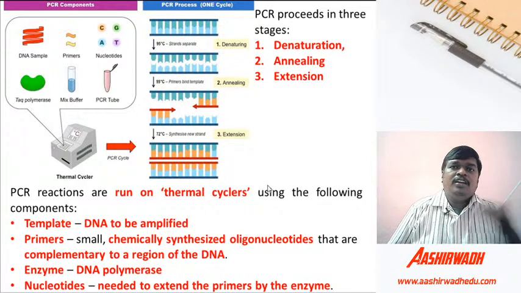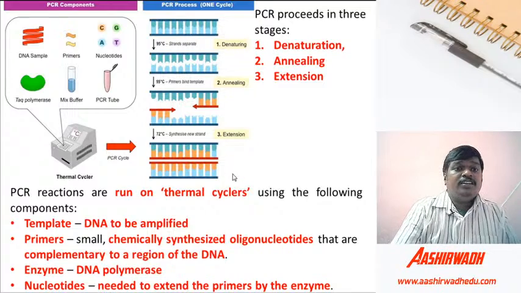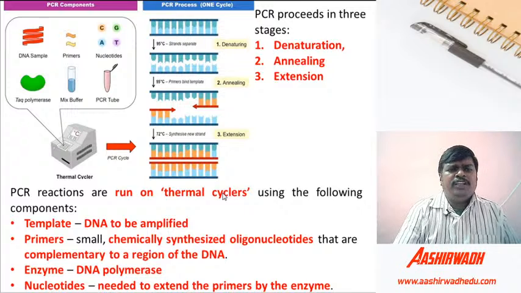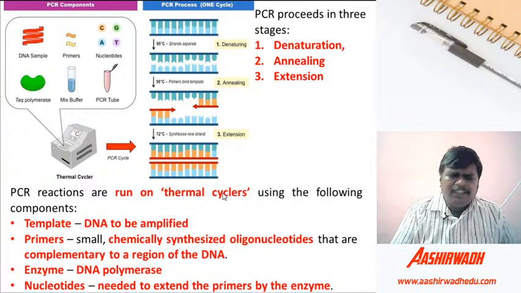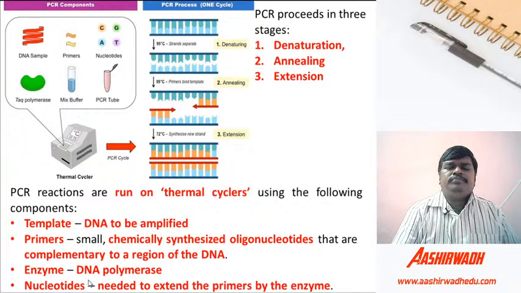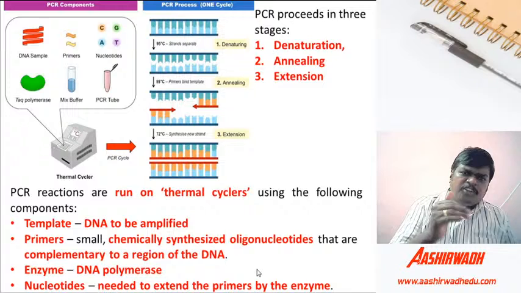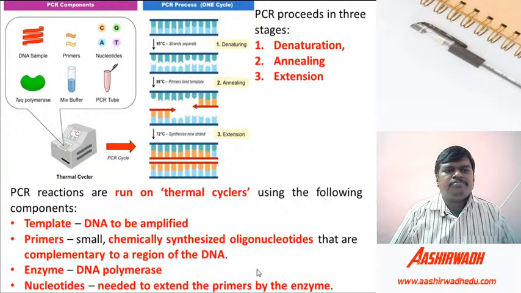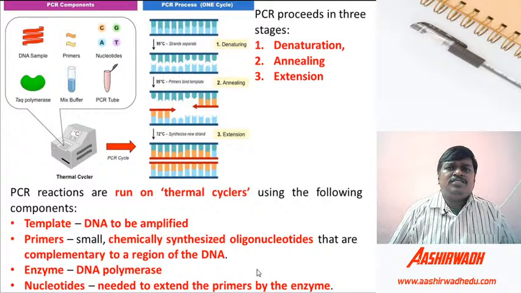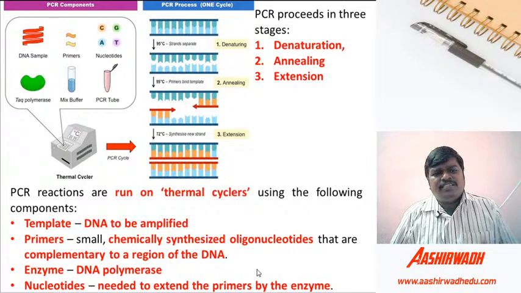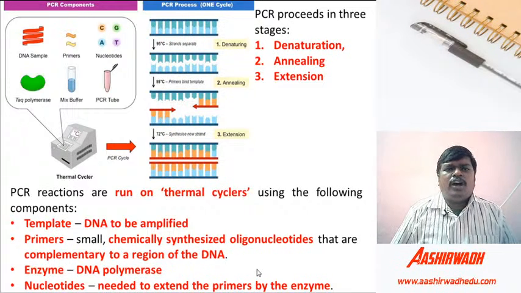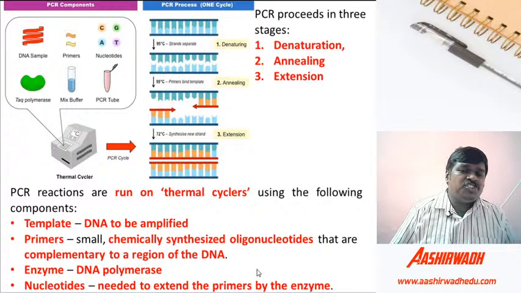That's why it is called a gene manipulation process, or it is used to make multiple copies of a DNA sequence. So what are the components that are required? The required components include the template. Template means the DNA to be amplified. That's called template. Next is primers. The primers are single stranded nucleotides. They are called chemically synthesized oligonucleotides, which are the initiator for multiplication of DNA or replication of DNA.